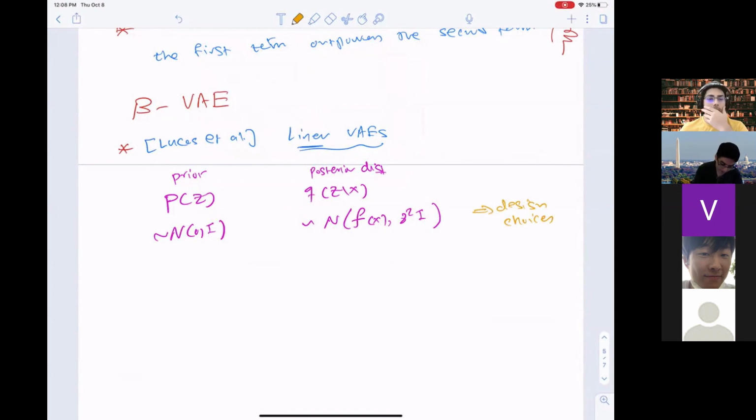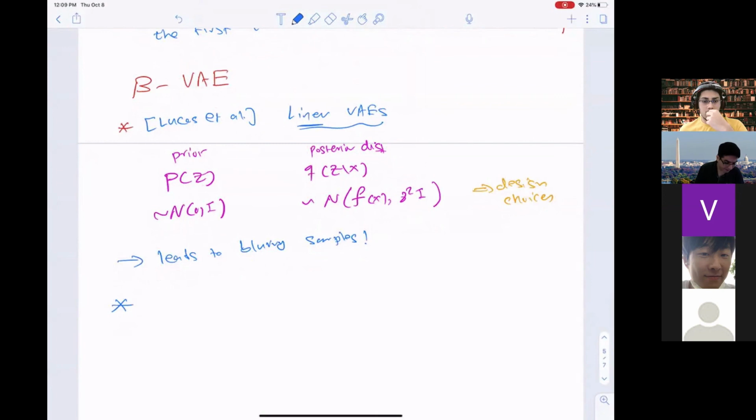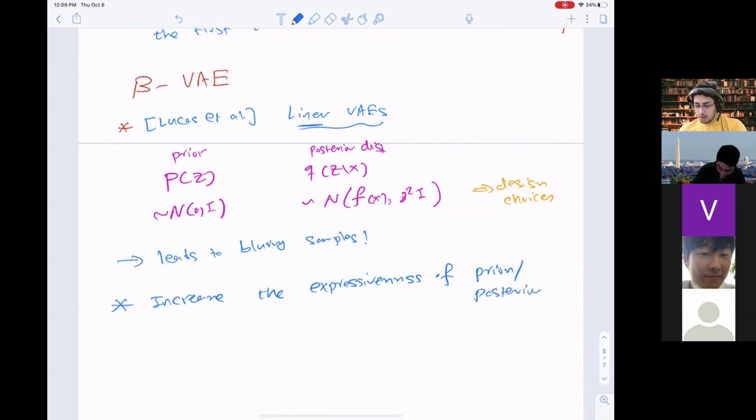But in practice, we observe that if you train a VAE, the samples that you generate are often blurry if you use this prior and posterior distribution. This often leads to blurry samples, especially in image applications. We want samples to be sharp. So one idea to deal with this is to increase the expressiveness of both prior and posterior distributions, that is, to have more powerful distributions for them.